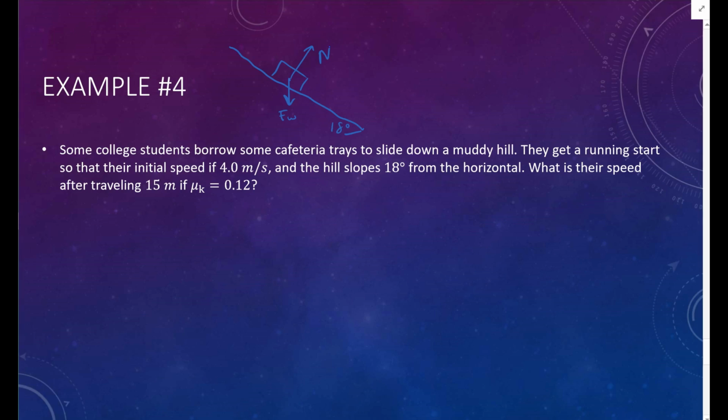Which direction is friction acting on our sledders? It's going to be 18 degrees, but it's going to be up the hill because it's the opposite direction of motion. So it's going to be parallel to our surface, up the hill, because our velocity is downward. Yep, friction is always parallel to the surface, whereas normal force is always perpendicular to the surface. So that means friction and normal force are always perpendicular to each other.